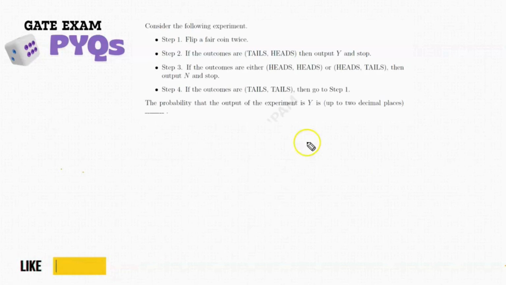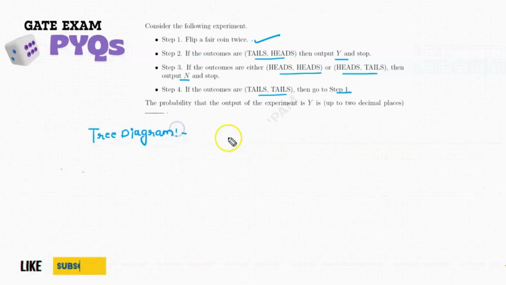Moving to the next question, we are going to flip a fair coin twice. If the outcome is tail head, then we get the output Y and it stops. If the outcomes are head head or head tail, then the output is N. And if it is tail tail, we again repeat step 1. Let us understand this with the help of a tree diagram because it is helpful in such questions.